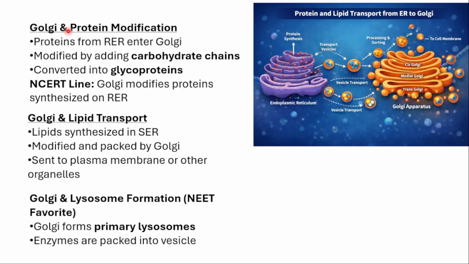Now, Golgi and protein modification. Next, Golgi and lipid transport. How is it going to be? Proteins from RER enter the Golgi and are modified by adding carbohydrate chains, converted into glycoprotein. When carbohydrate chains are added to the protein, it is said to be glycosylation, and that product is said to be a glycoprotein.